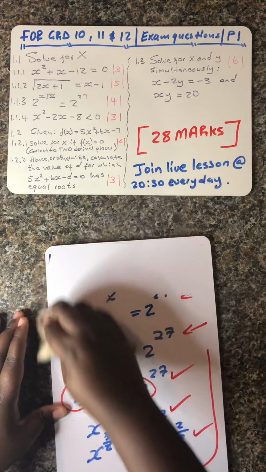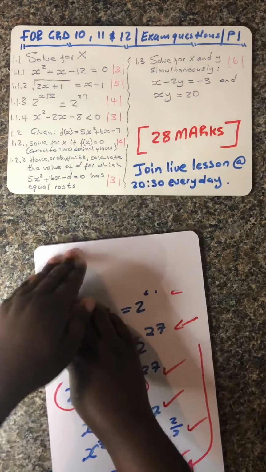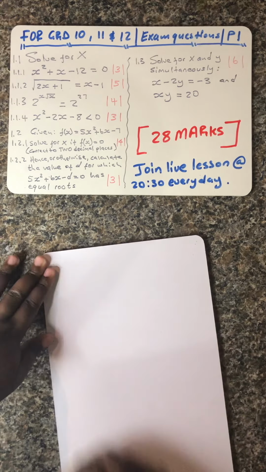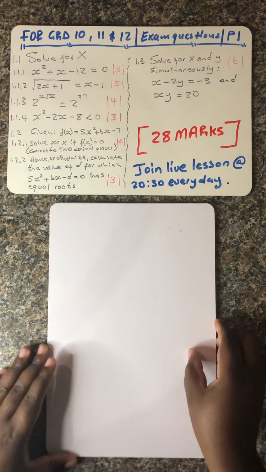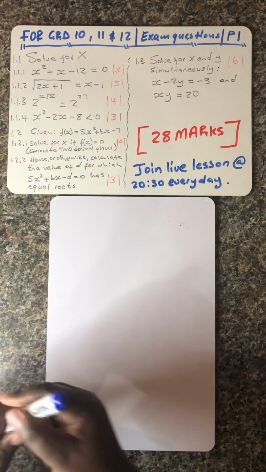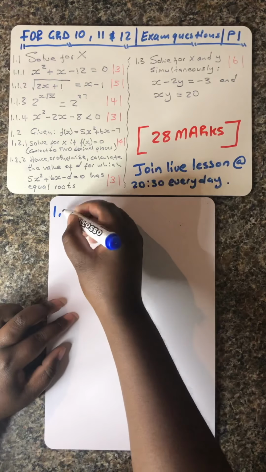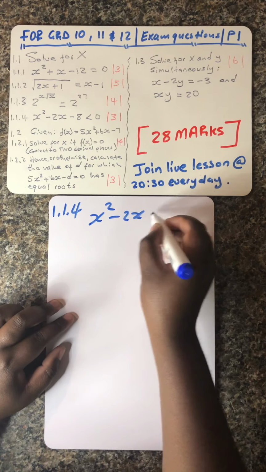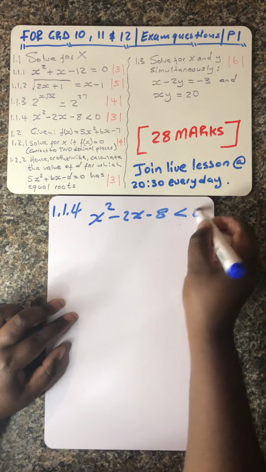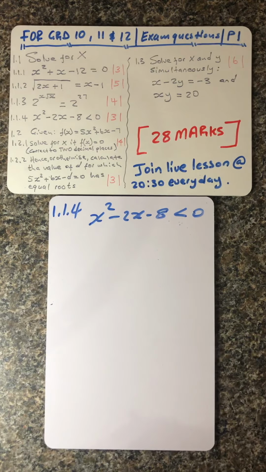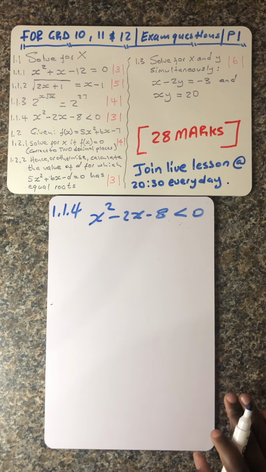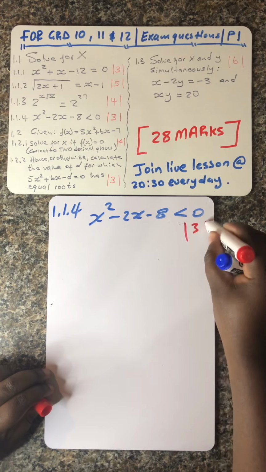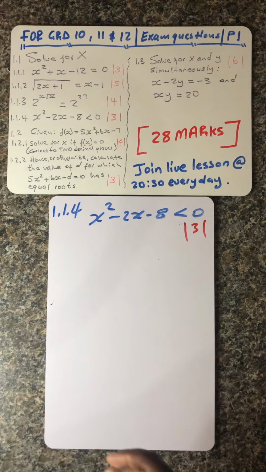So guys, I hope you are ready for the next question. It shouldn't be that long. I'll just write down the question. It's 1.1.4. It's given as x squared minus 2x minus 8 less than 0. So these are inequalities, guys. This question is allocated 3 marks. Then I'll just note it down there so that I don't forget to show you where you score your marks.